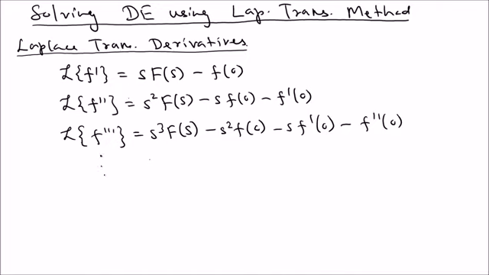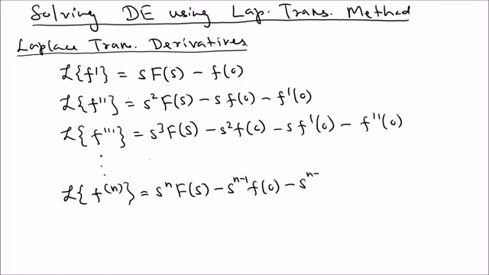So you can have the general one. So it is the Laplace transform of the nth derivative. So the nth derivative is s^n F(s) minus s to the n minus 1 power f(0) minus s to the n minus 2 power f prime(0), like that.